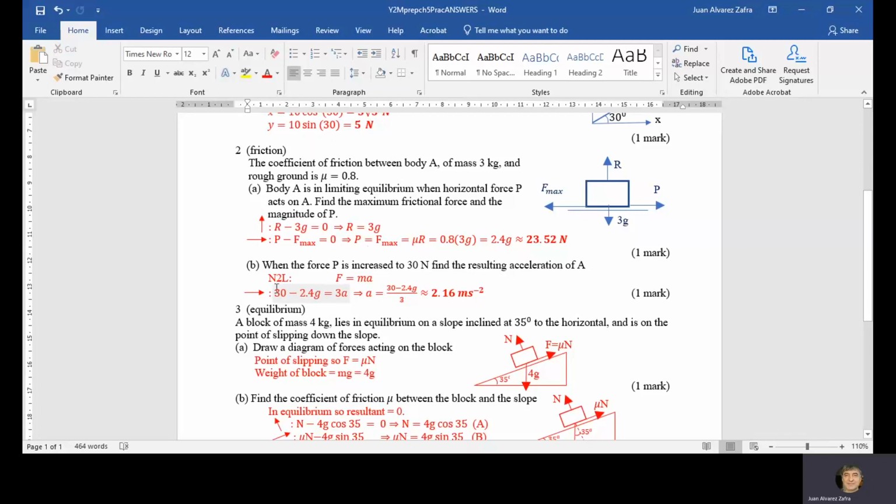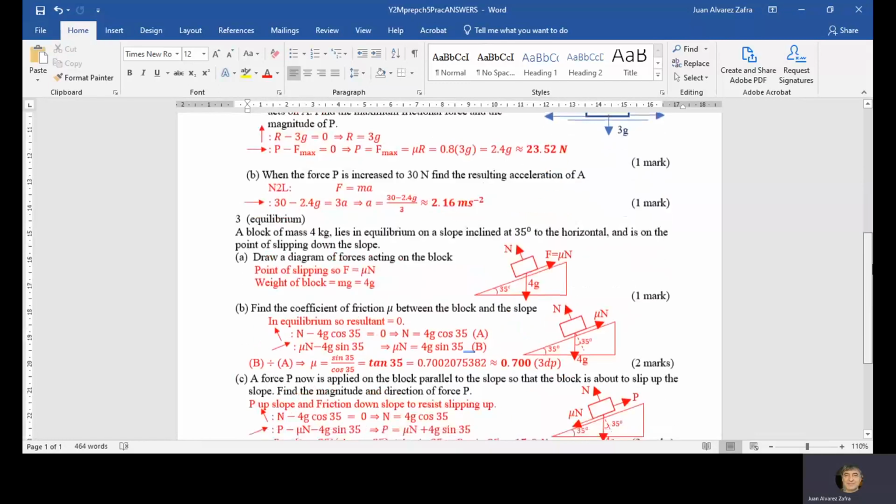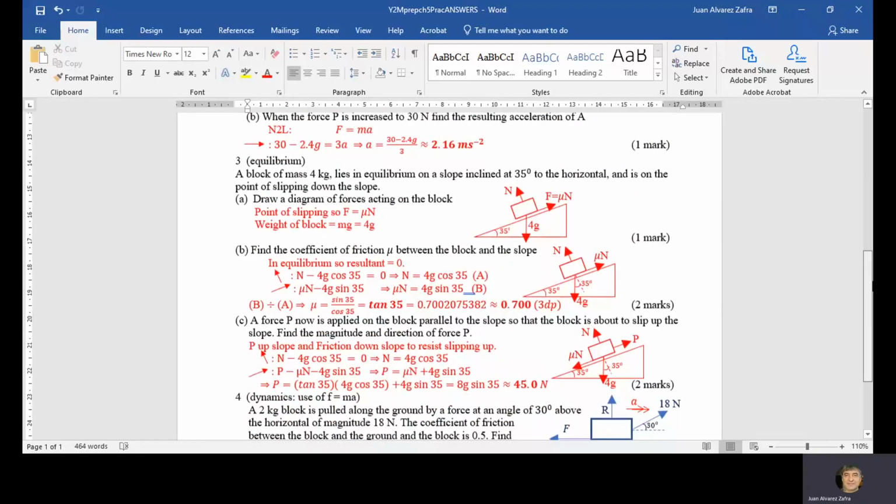That is your force. Okay, your net force equals your mass times your acceleration. So the acceleration is going to be 30 minus 2.4g over 3. And so it's going to accelerate at 2.16 meters per second squared. Okay. So make sure you're good at that. These are very basic skills.